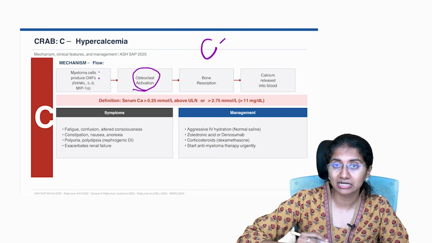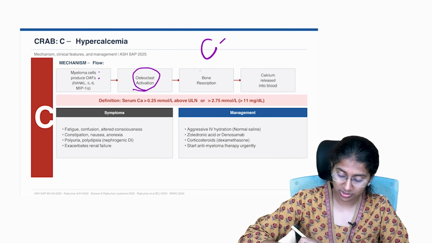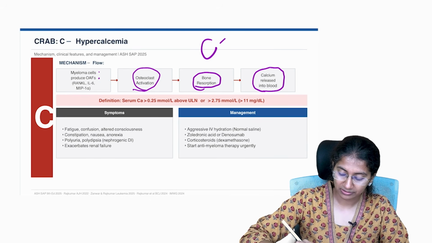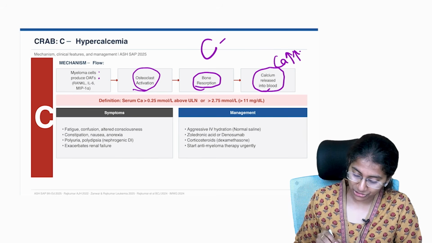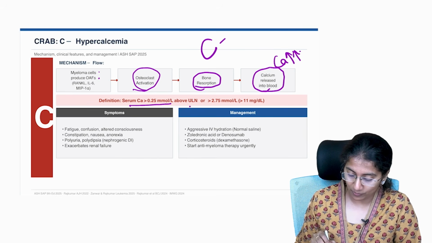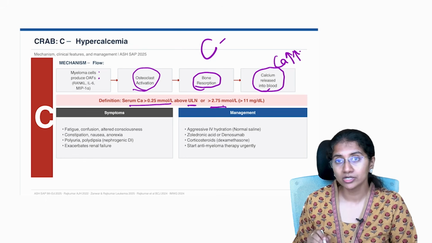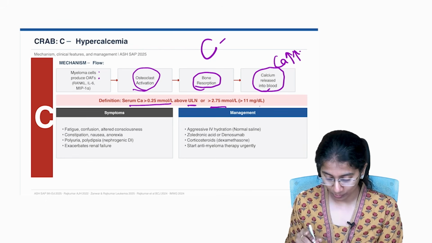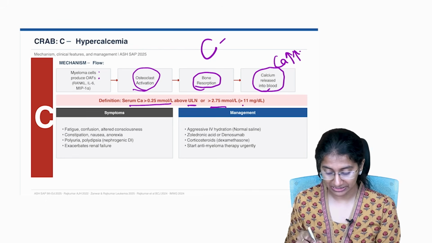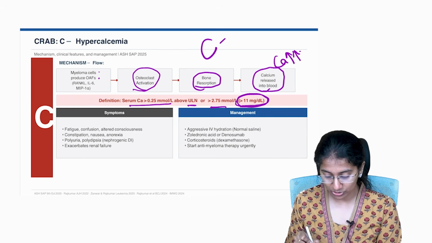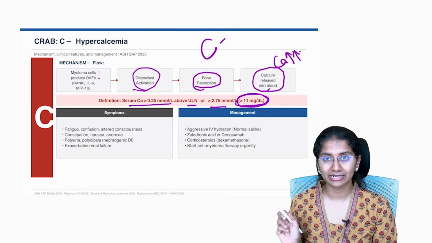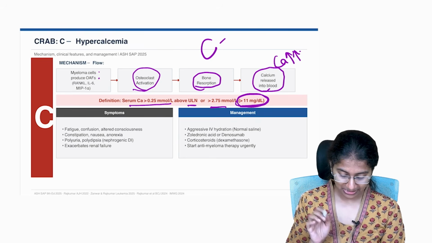So whenever the osteoclast gets activated, what does it cause? It causes bone resorption, so calcium is released into the blood. So calcium increases. The serum calcium is more than 0.25 above the upper limit of normal, or more than 2.75 millimole, more than 11 milligram per deciliter. So if serum calcium is more than 11 milligram per deciliter, then it is hypercalcemia.